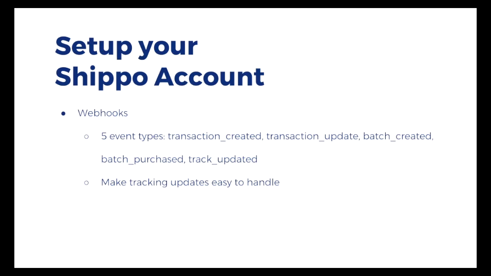Transaction created and transaction updated can actually be fairly useful if you want to understand when somebody's creating a transaction in your account, which is essentially a label, but they didn't do it via the API, they did it through our dashboard. That's useful for just identifying when somebody manually created a shipment in your account.